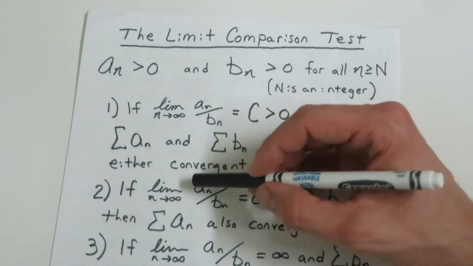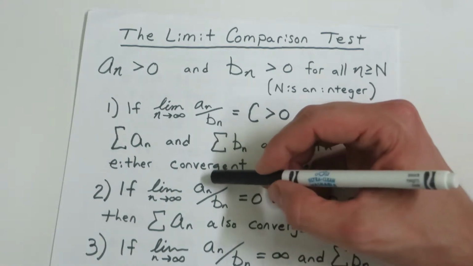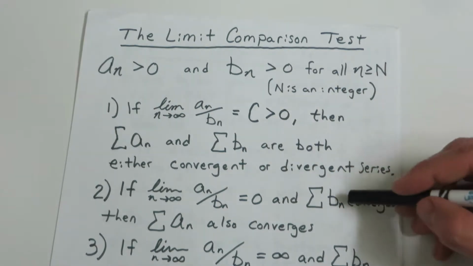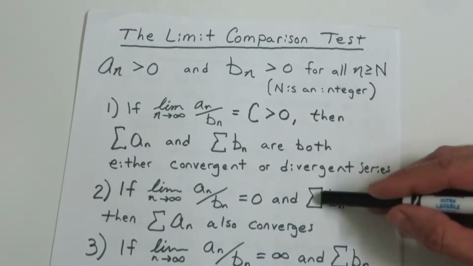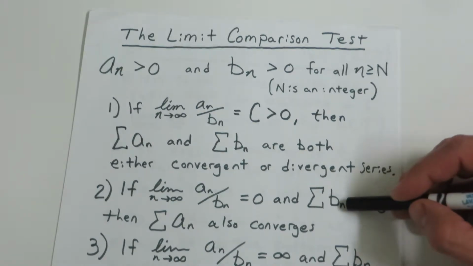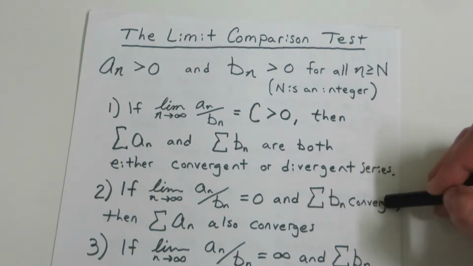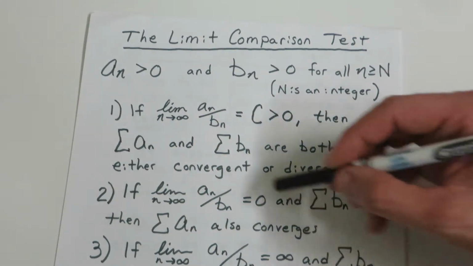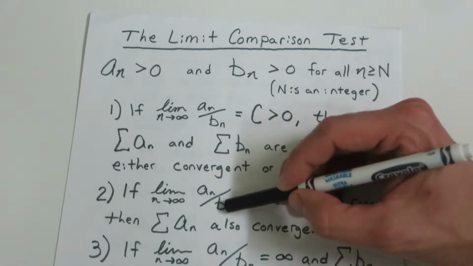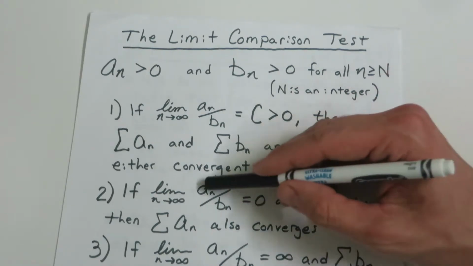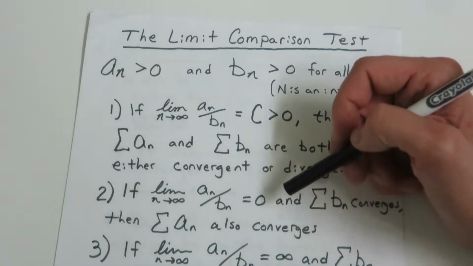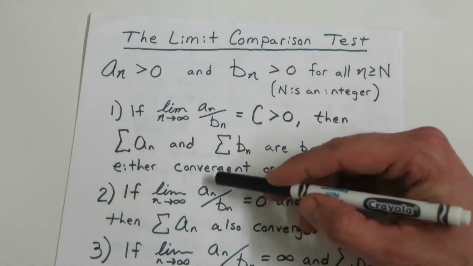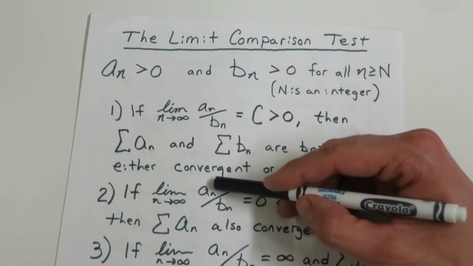is that if the limit as n approaches infinity of sequence A over sequence B equals 0 and the series of the sequence on the bottom, B sub n, converges, then the series of A sub n also converges. So if the limit goes to 0 and the one on the bottom converges, then the one on the top also converges. Now notice what this doesn't say. If it goes to 0 and the one on the bottom diverges, we still don't know anything. So just keep that in mind.